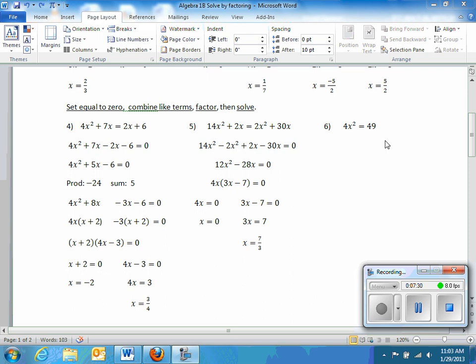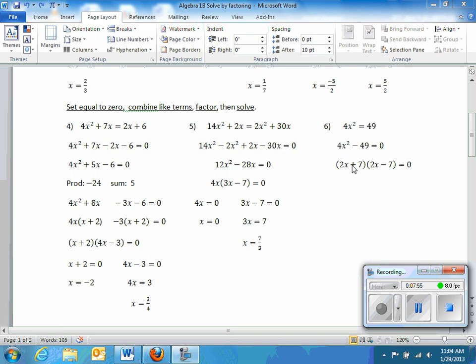All right, let's do this one over here now. Again, the first step is set it equal to 0. Once you have set it equal to 0, you have to combine like terms. Here, everything's already combined. So the next step is to factor. This technique would be difference of squares. Factoring difference of squares, one factor has a plus in the middle, the other one has a minus in the middle.